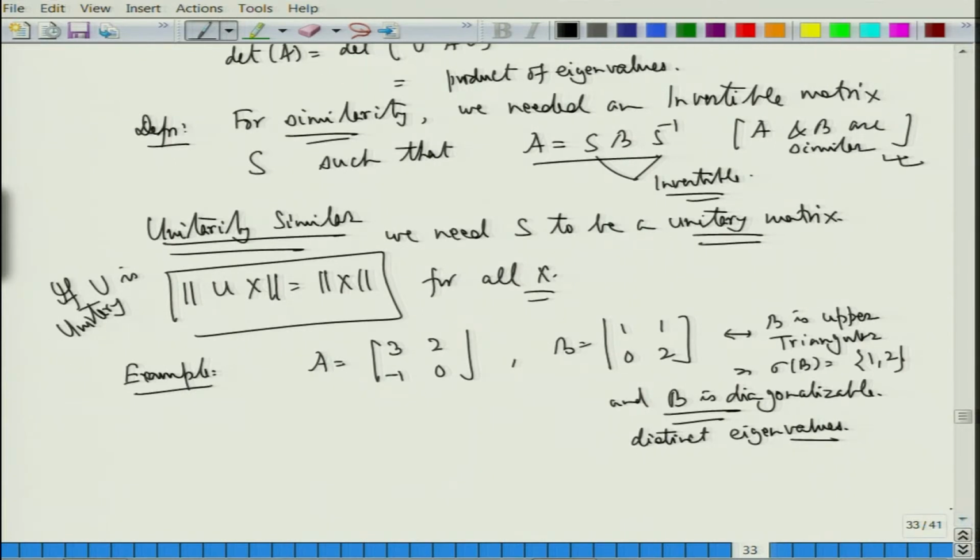Fine. So, I can look at it. What about A? What are the eigenvalues of A? So, let us compute the eigenvalues of A. The determinant of x minus 3, minus 2, 1, x is x square minus 3x plus 2, which is the same as x minus 1 into x minus 2. So, this is also 1, 2. So, A is also diagonalizable.